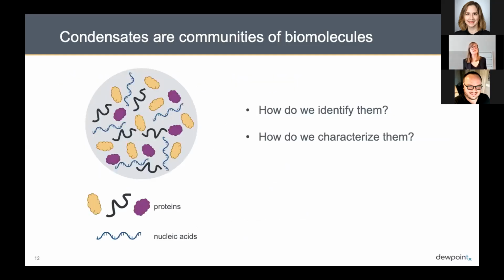So we have seen so far that condensates are communities of biomolecules. So two key questions arise. How do we identify them? And how do we characterize them?